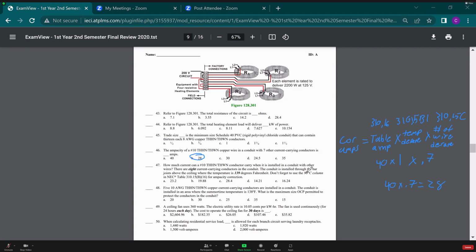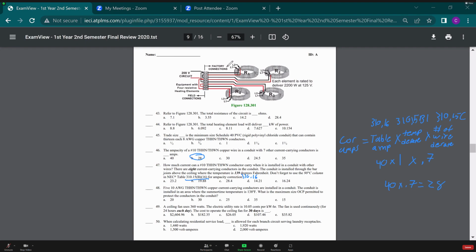You want to know what it is? This table, 310.15 B16, is 310.16. 310.15 B16 is what the table used to be called in the 2017 code book. So they forgot to update this question, but it's 310.16. That's the same exact table. They just call it something different because they were tired of calling it that big old thing.